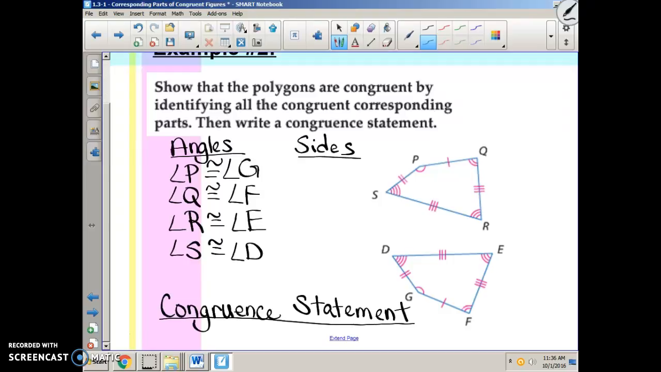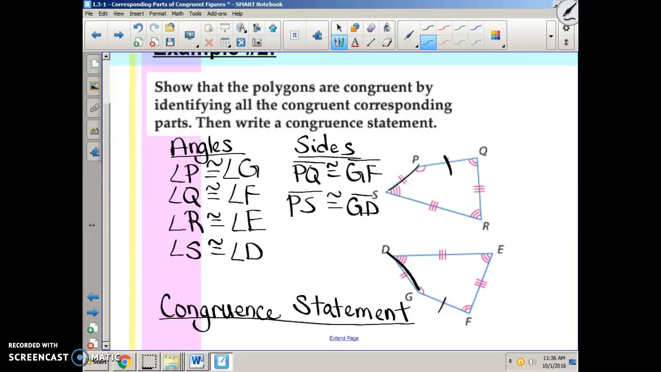So go ahead and check that over. Those should be all 4 angles listed. You can't just do 1 or 2. You gotta be all of them. And let's look at the sides now. We've got PQ. That's got 1 mark. That matches with GF. And we've got PS with 2 tap marks, which matches with GD. Make sure you put the lines over to show it's a segment. Don't just put the letters, please.